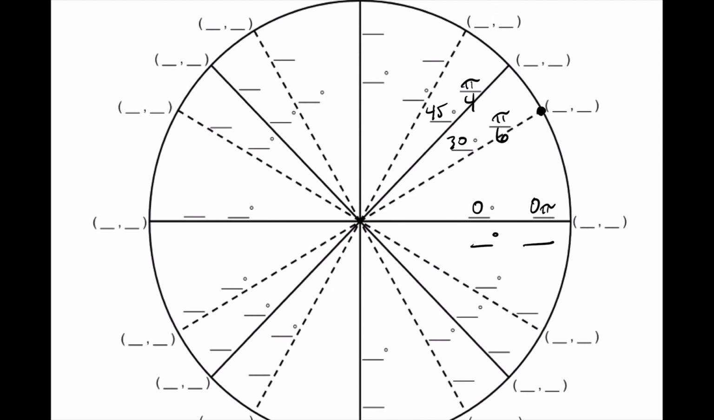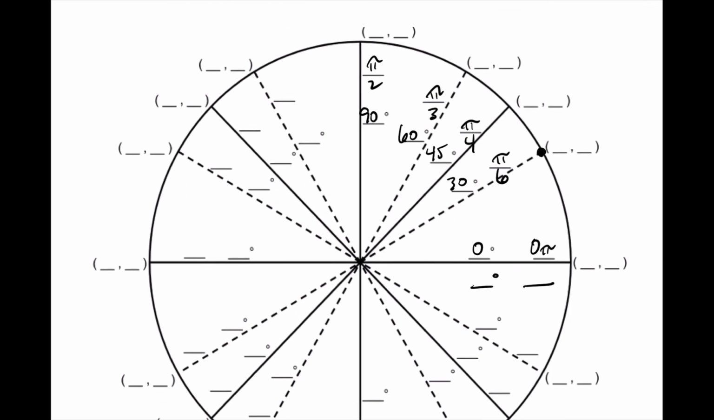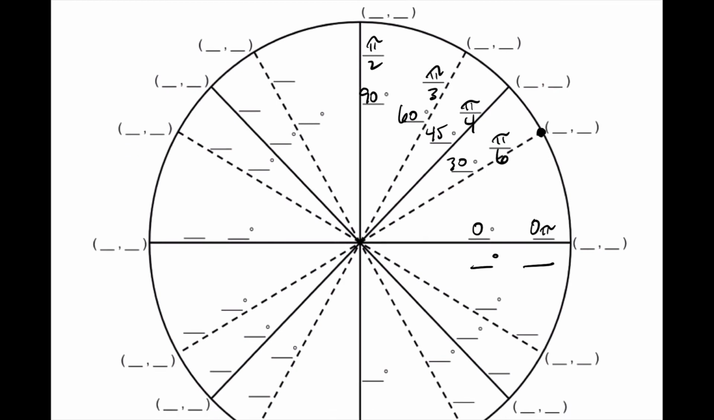So remember when I said it would save you a lot of time? This is where it's going to save you a lot of time, okay? Having those. The next one is 60 degrees, which is the same thing as pi over 3. Then 90 degrees, which is pi over 2. Go all the way around. Degrees and radians. You've already done this before.